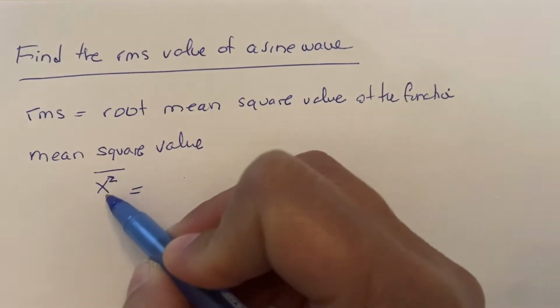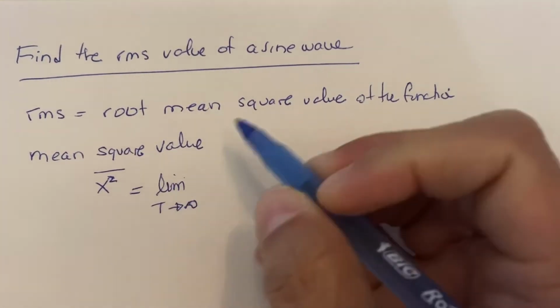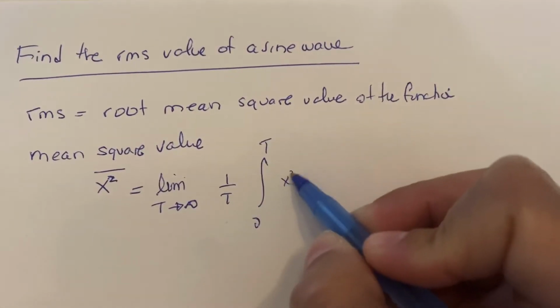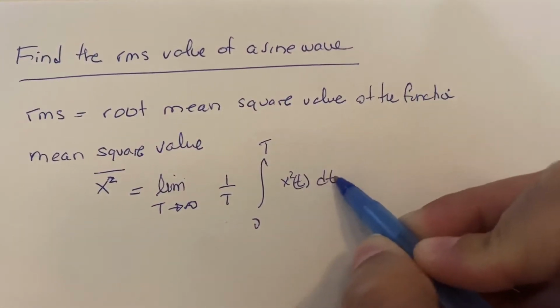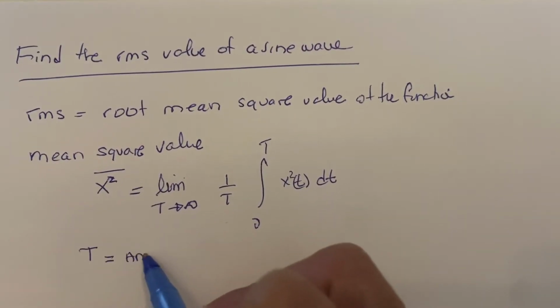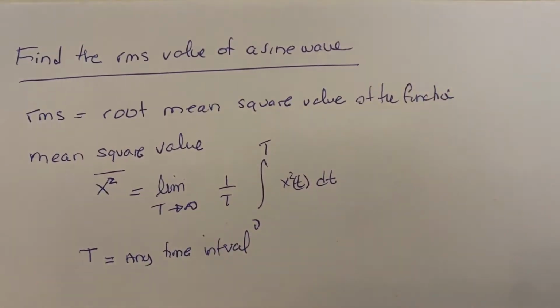It's equal to the square of the function, which is equal to the limit of T to infinity of 1 over T, integral 0 to T, of the function squared dt, where T is any time interval that we choose, that is of our interest. In this problem, we're interested in only the positive section of the sine function, so we're going to be using T equal to T over 2.